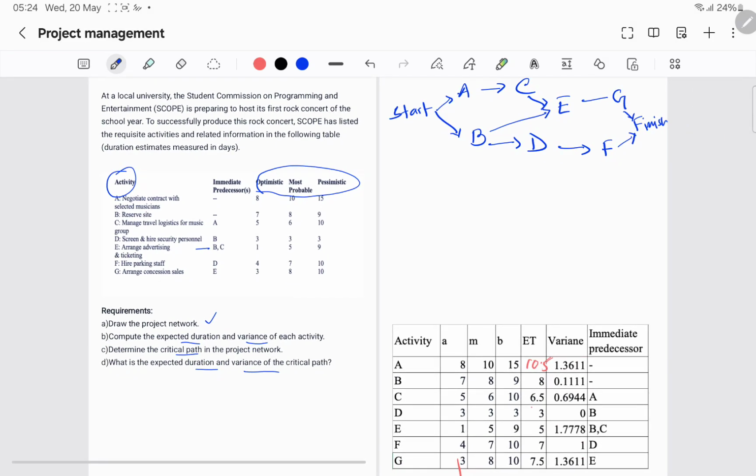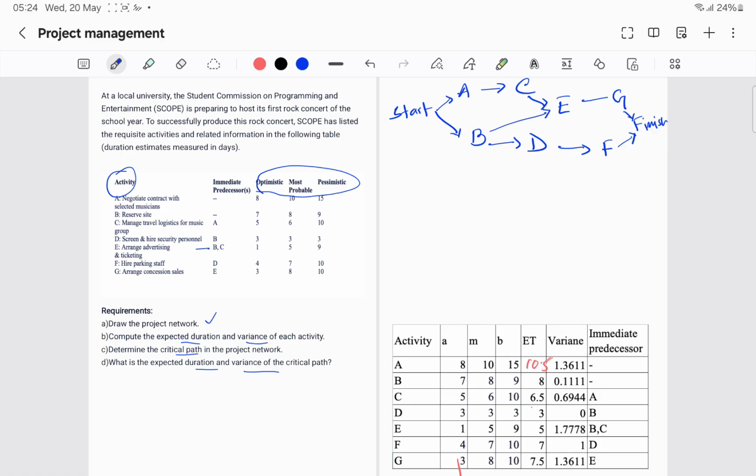So this is the answer for question A, which asks for the project network. And then once we have the project network, we have to calculate the expected duration, because we have 3 times given. From these 3 times, you have to calculate the expected duration or expected time. I did it before and brought it here as a table, but I will show you how I calculated it for 1 or 2.